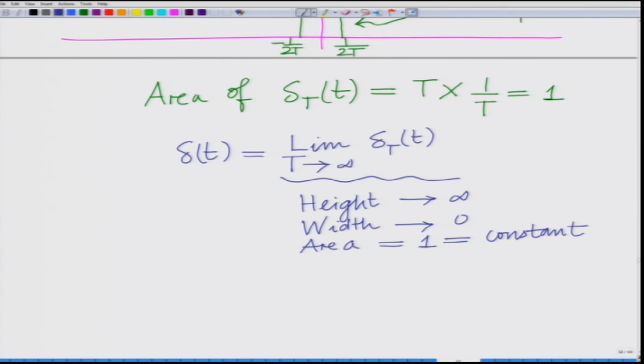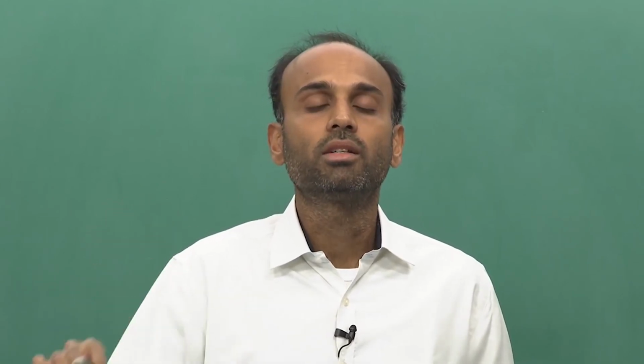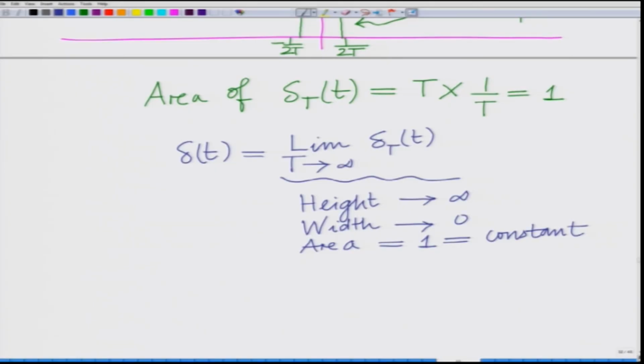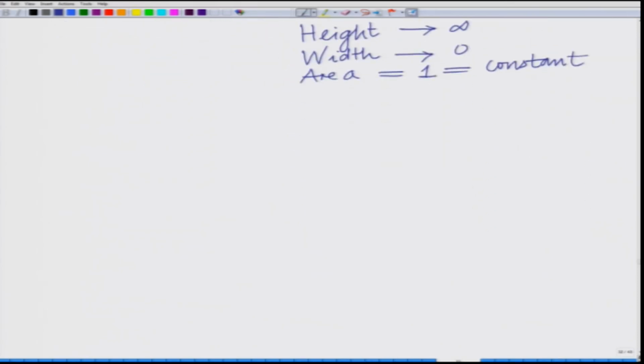Think of it as a pulse with width 1 over T and height capital T, as the limit T tends to infinity, so that the width shrinks to 0 and the height really becomes infinity, all right. And this impulse has several interesting properties. It is important to understand these properties, and we are going to use this function very frequently to define and study the various properties of communication systems, all right.